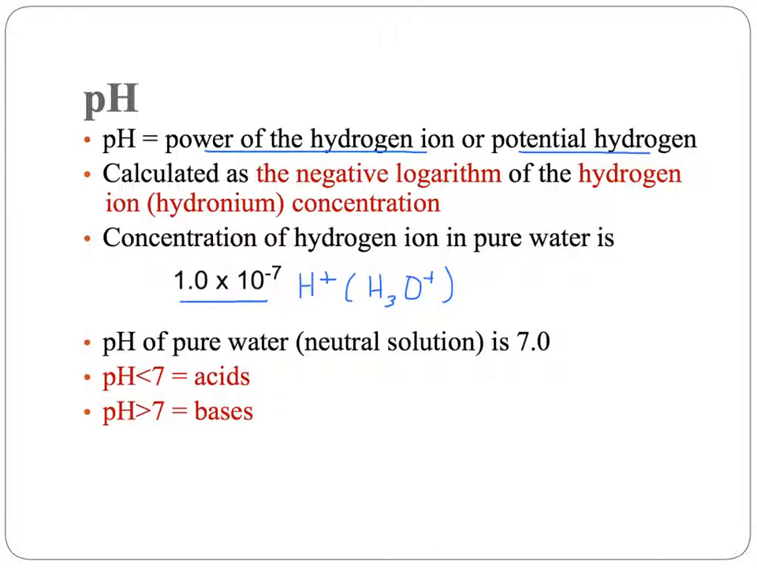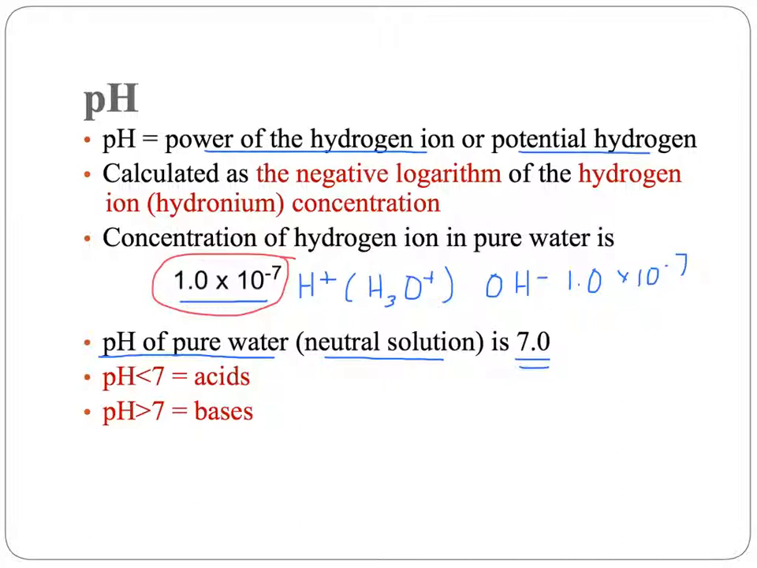Since it is equal to your hydroxide ion, in case you were curious, your hydroxide ion would also be 1 times 10 to the negative 7. Now we use this number for the hydronium ion, and if we put it into this formula, the negative logarithm of that number, then you get the answer of 7 representing the pH of pure water. And that is taken as the midpoint or the neutral solution.